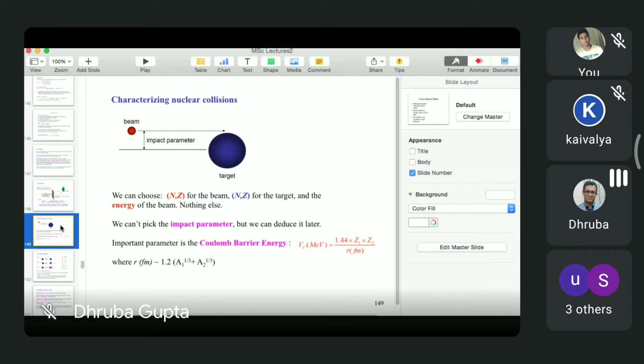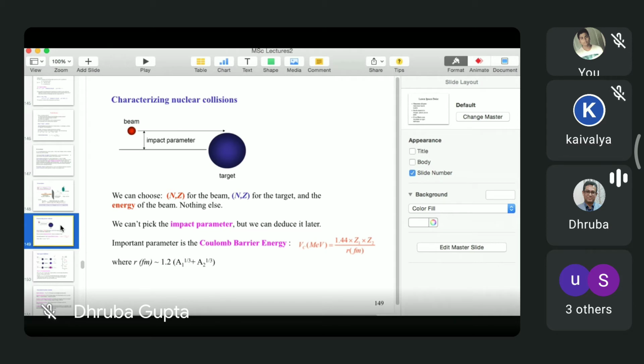Like if I want a lithium 7 beam, we know it has 4 neutrons, 3 protons. If we want a lithium 6 beam, we know it's 3 protons, 3 neutrons. If we want a beryllium 7 beam, we know it's 4 protons, 3 neutrons. And for a target, if we want a carbon target, we know it's 6 protons, 6 neutrons. If we have a lead nucleus, we know it's 82 protons, 126 neutrons. But we cannot choose anything else. And also the energy of the beam we can choose.